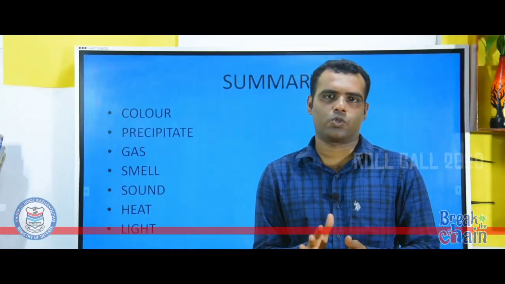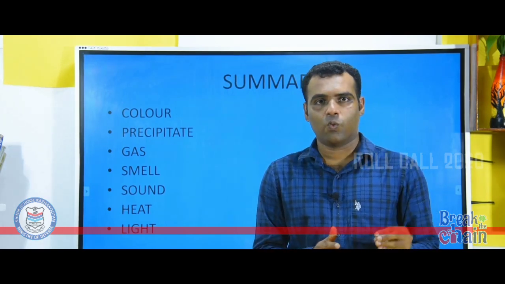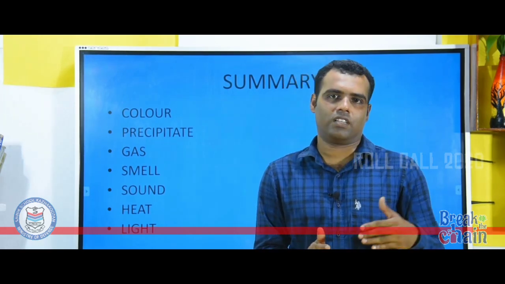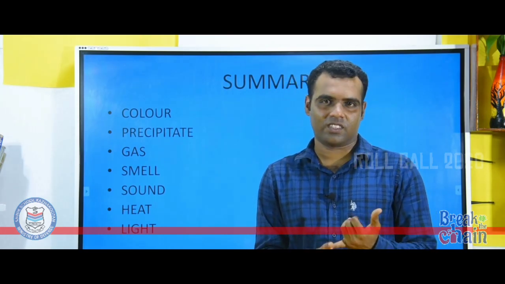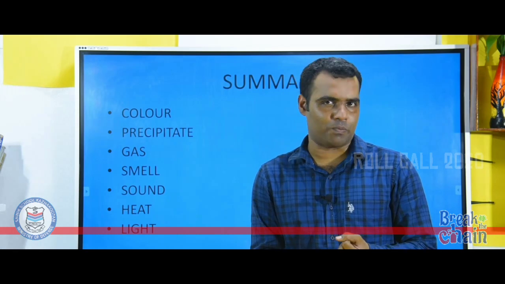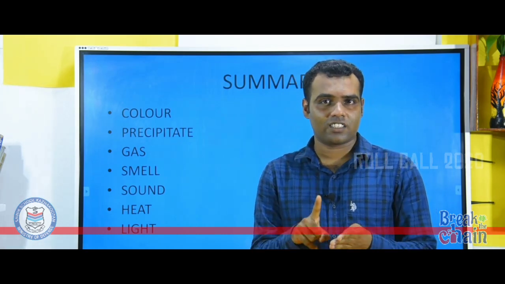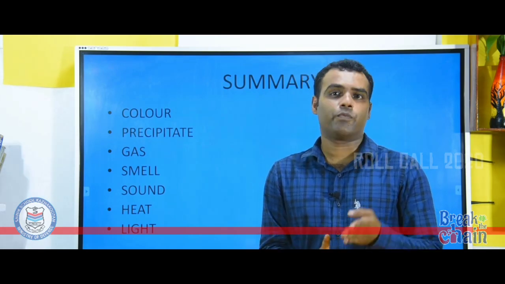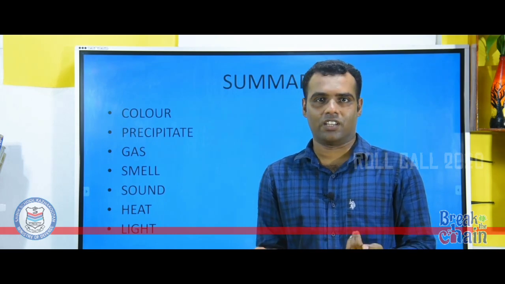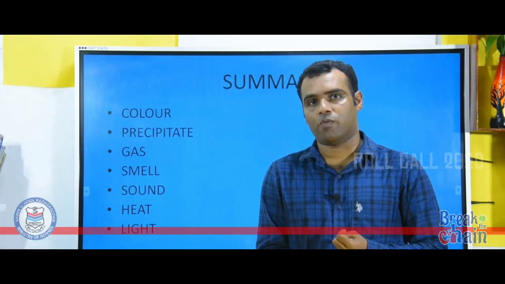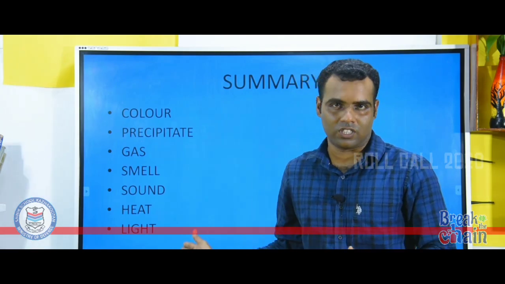Let us summarize today's lesson, what you have learned today. We have learned what the signs of a chemical reaction are. The first one was change in color. The second one, formation of precipitate. Third one, evolution of gas. Fourth one, production of smell. Fifth one, production of sound. The sixth one, production of heat. And the last one, production of light. Sometimes you could observe all these things together.